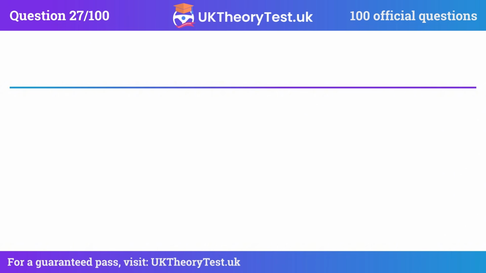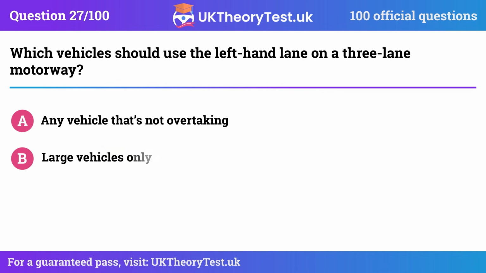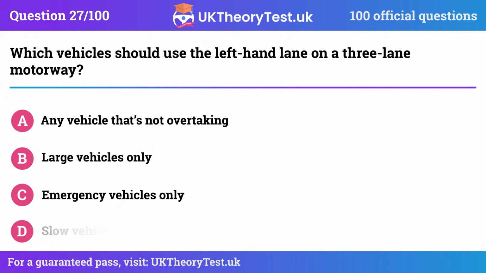Question 27. Which vehicles should use the left-hand lane on a 3-lane motorway? A. Any vehicle that's not overtaking. B. Large vehicles only. C. Emergency vehicles only. D. Slow vehicles only.